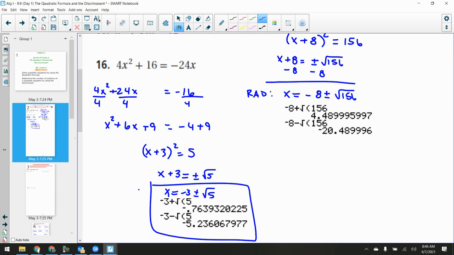Questions about that? So for those problems, I will be giving you 2 sets of answer blanks. I'll tell you right now, there's 2 sets of answer blanks. Radical answer, then decimal answer. Okay? All right. Let's take a look at our homework.